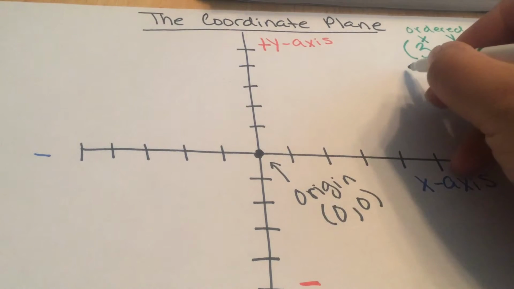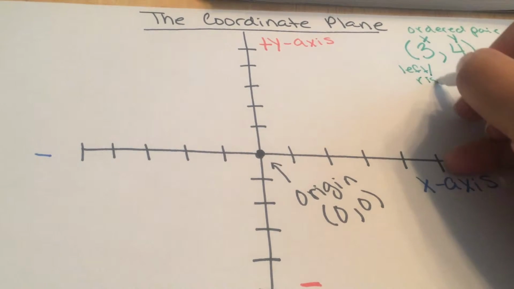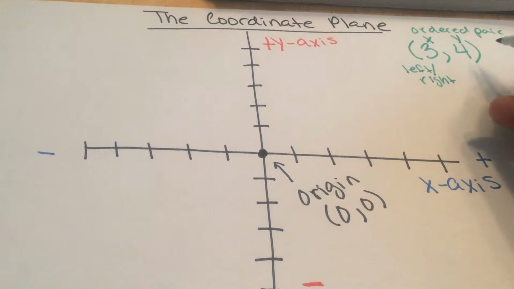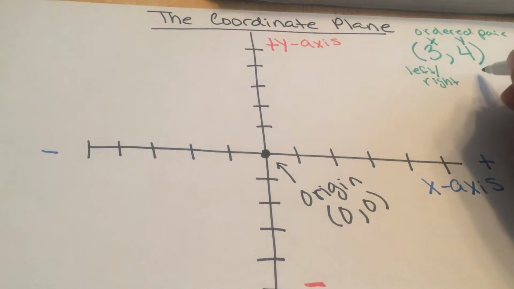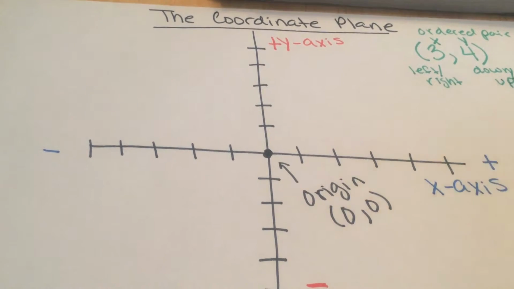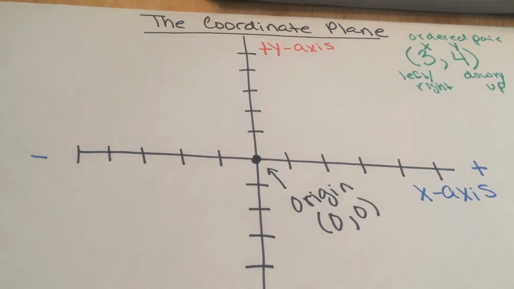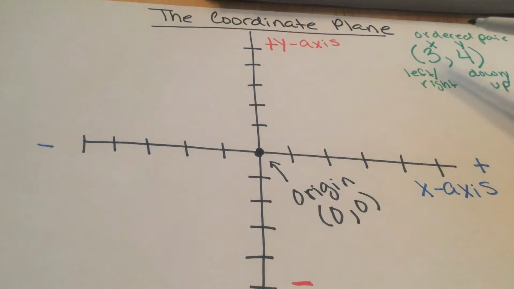So the 3 tells us we're going to move either left or right first. Actually, the 3 doesn't. The x coordinate does. Then we have our y coordinate, the 4, and that's going to tell us if we're going to move down or up. So how will we know if we're supposed to move left or right and down and up? Well, that's going to be determined on what kind of numbers we have within this ordered pair.